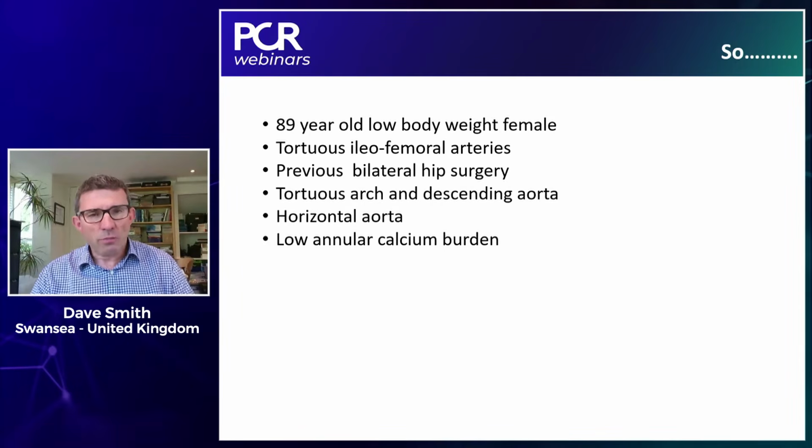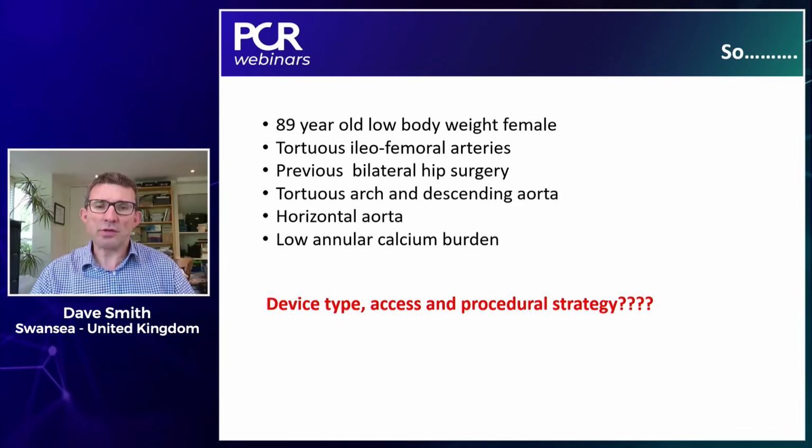So in summary: 89, low body weight, tortuous iliofemorals, previous surgery to both hips, tortuous arch and descending aorta, a horizontal aorta, and a low calcium state in the annulus. So it begs the question of device type, access, and procedural strategy.